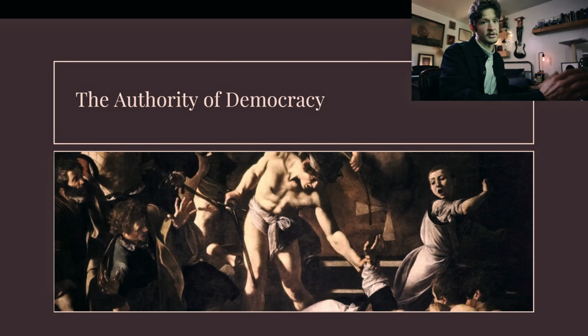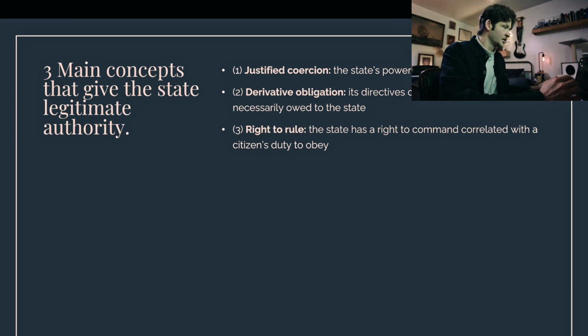Now we're going to move on to one of the most interesting parts of democracy, steeped within its doctrines: the authority of democracy. Okay, so this is how it's defined. These are the main concepts that give the state legitimacy in a democracy. One, justified coercion. The state's power is morally defensible. Okay, so their coercion must be morally defensible. Now two, derivative obligation. Its directives create duties to obey, not necessarily owed to the state. And three, right to rule. The state has a right to command correlated with a citizen's duty to obey.